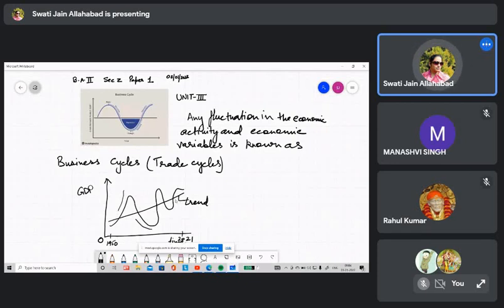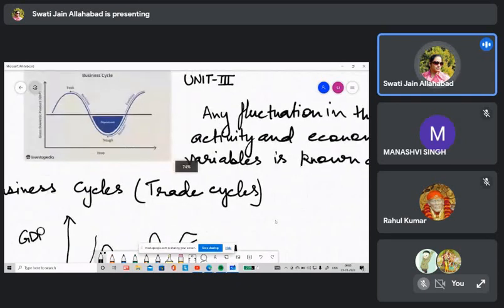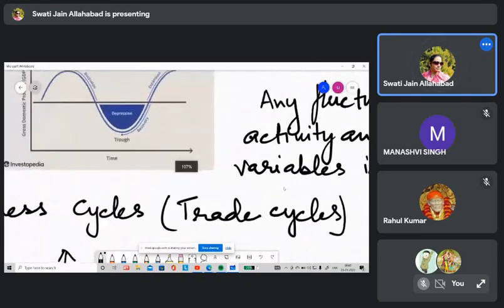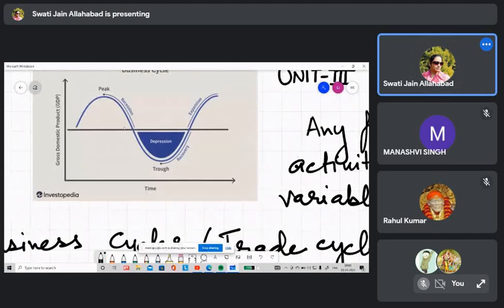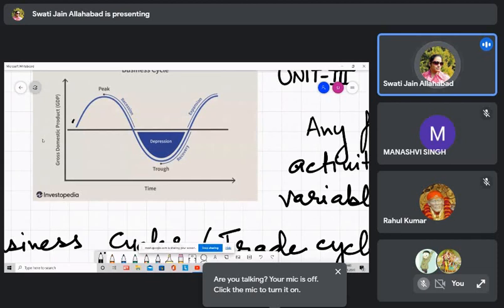The long-term trend can be shown either by a straight line or by an upward moving line. But traditionally in the diagram, you will see a straight line, and above and below the straight line, you will have a graph. Now in this diagram, you can see some identifications. You can see that this blue line, when it is moving upward, is moving upward to a point which is known as peak.